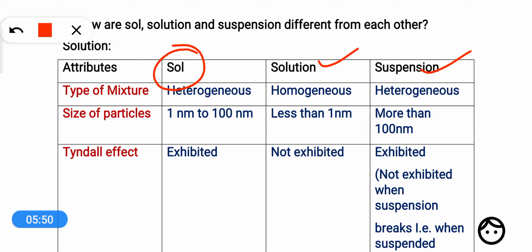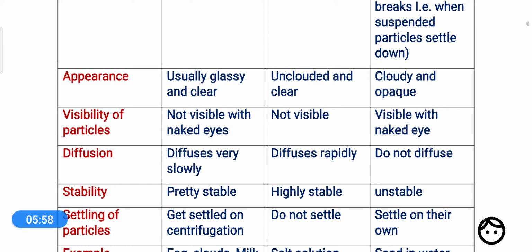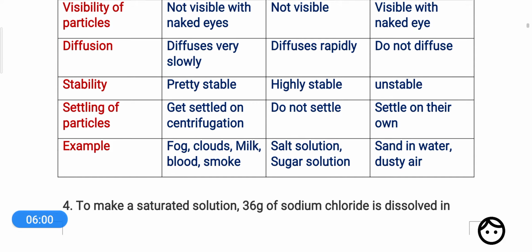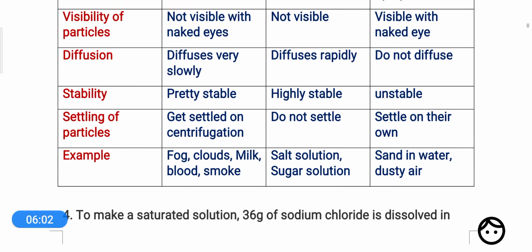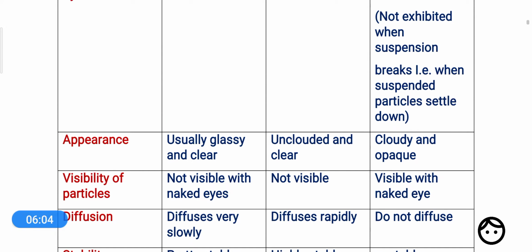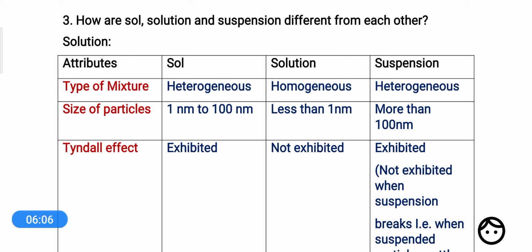These attributes are type of mixture, size of particles, Tyndall effect, right? And there are further appearance, visibility of particles, diffusion, stability, settling of particles, and further the examples. So let's talk about, first of all, the type of mixture. You know, sol is a colloid and colloid is a heterogeneous mixture. Solution is a homogeneous mixture and suspension again is a heterogeneous mixture. So out of these three, only solution is a homogeneous mixture.